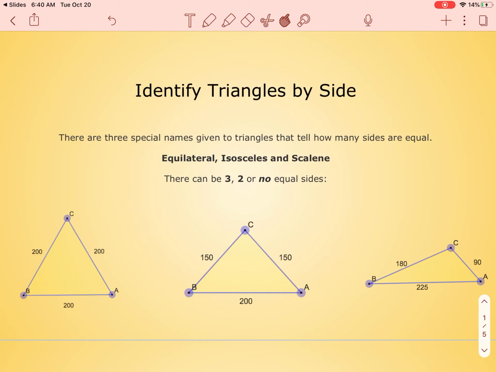Welcome, students, to today's lesson about identifying triangles by their sides. Before we begin the lesson, make sure you have your math notebook and a pencil ready.